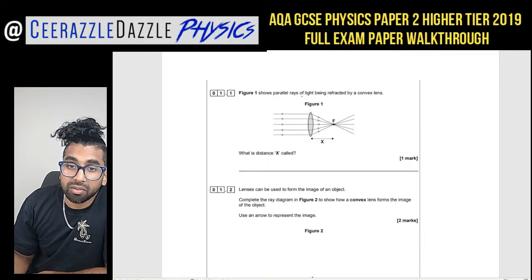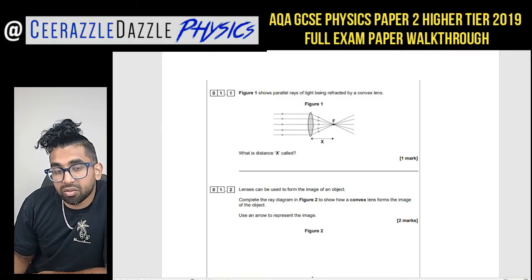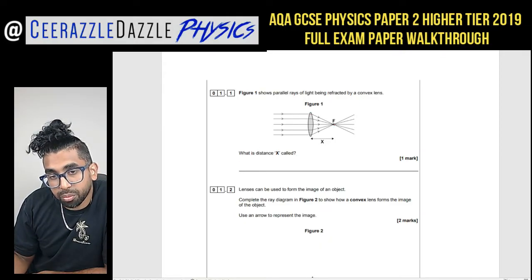Figure 1 shows the parallel rays of light being refracted by a convex lens. What is the distance x called? Right, the distance between the lens and the focal point over here, this is called the focal length. This is called the focal length here.